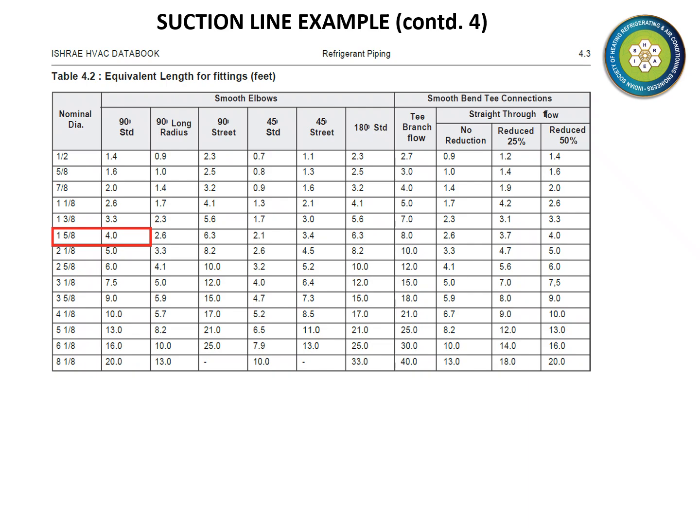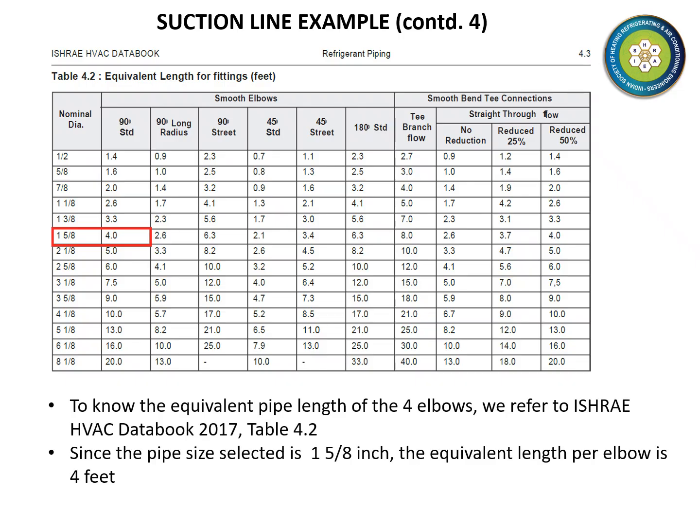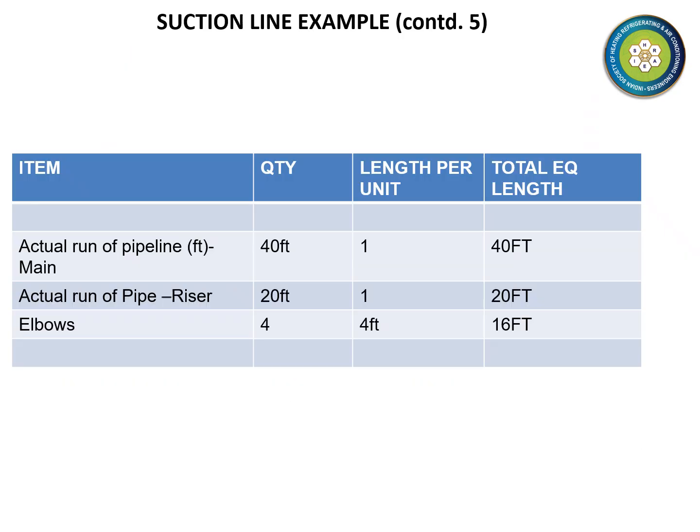To know the equivalent pipe length of the 4 elbows, we refer to ISHRAE Databook Table 4.2. For the selected pipe size of 1 and 5/8 inch, the equivalent length per elbow is 4 feet. As shown on this slide, the total equivalent pipe length works out to 76 feet.